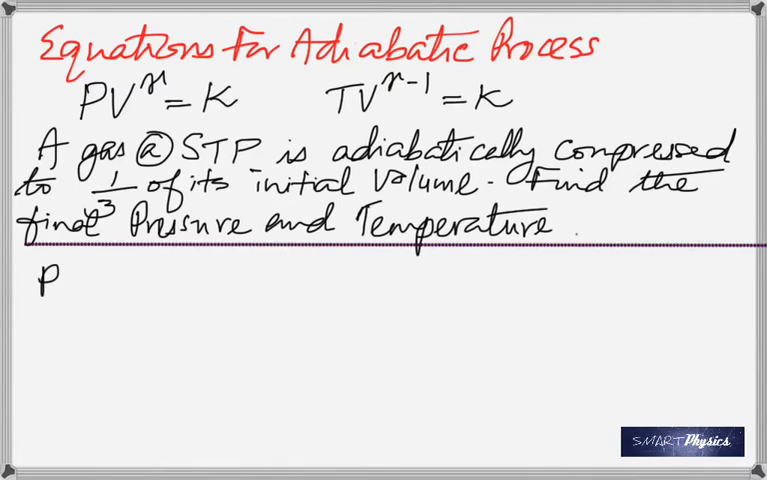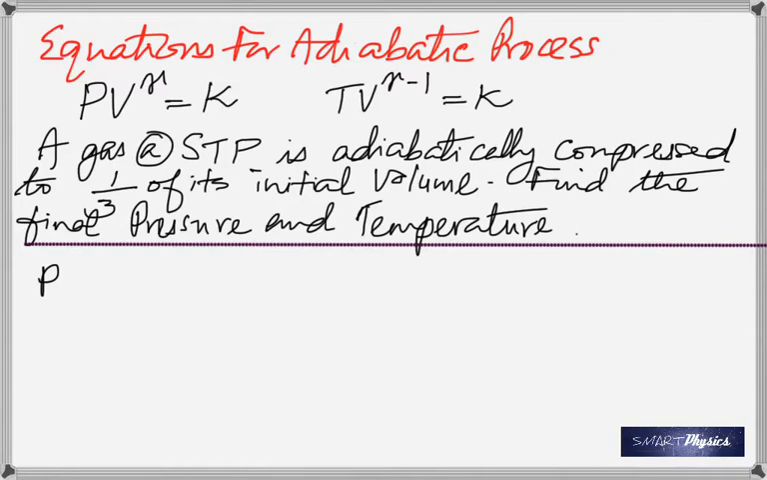A gas at STP, so what's its initial temperature? 273 Kelvin. Okay, I don't like Celsius. 273 Kelvin. And what's the initial pressure? 101,325. Okay, so you have the initial temperature and the initial pressure. It's compressed to 1/3 of its initial volume. You've got to find the final pressure and temperature.